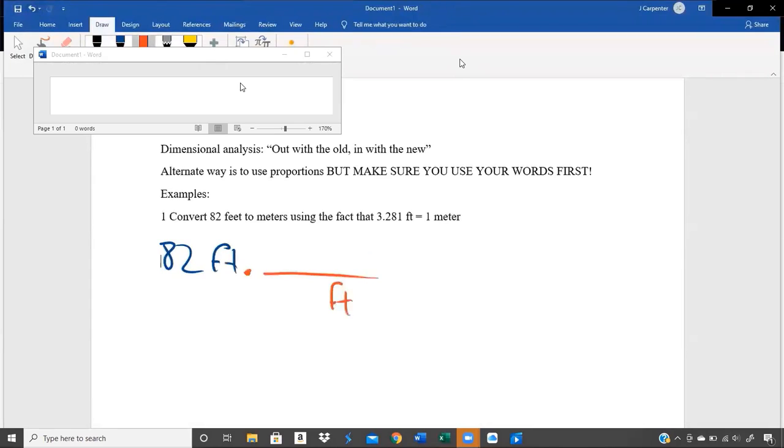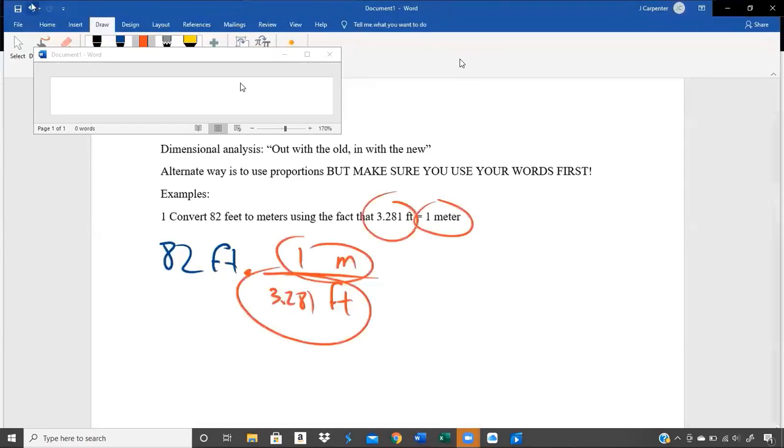So the meter would go in the top, M is for meter, and it takes 3.281 of those meters to make a foot, right? No, it's 3.281 feet. That's where the 3.281 has to go, and the 1 has to go with the meter. After you write this, go back and look. Hey, the 1 meter, that's right. The 3.281 feet, yep, that's right. We're good.